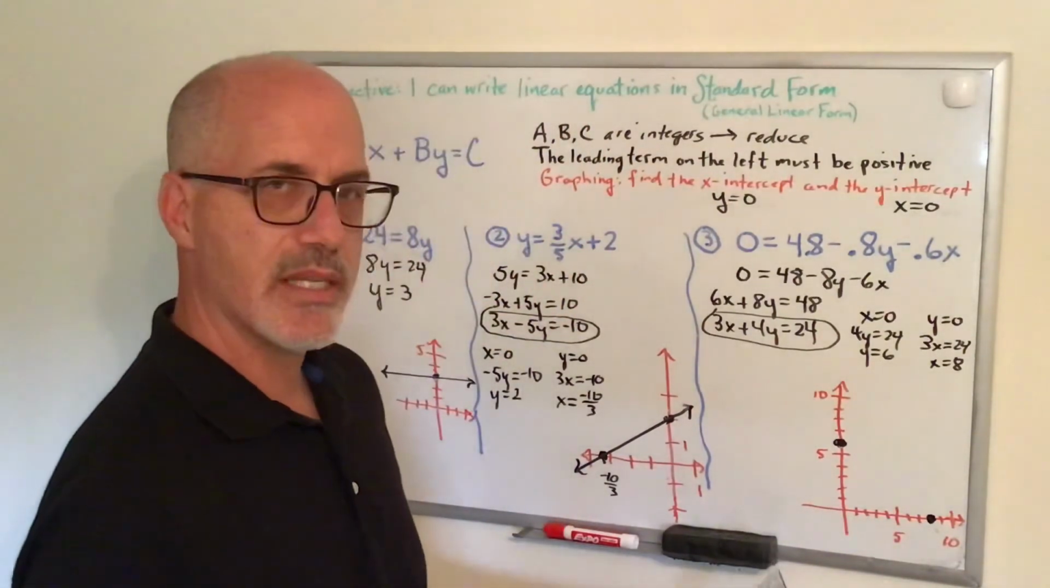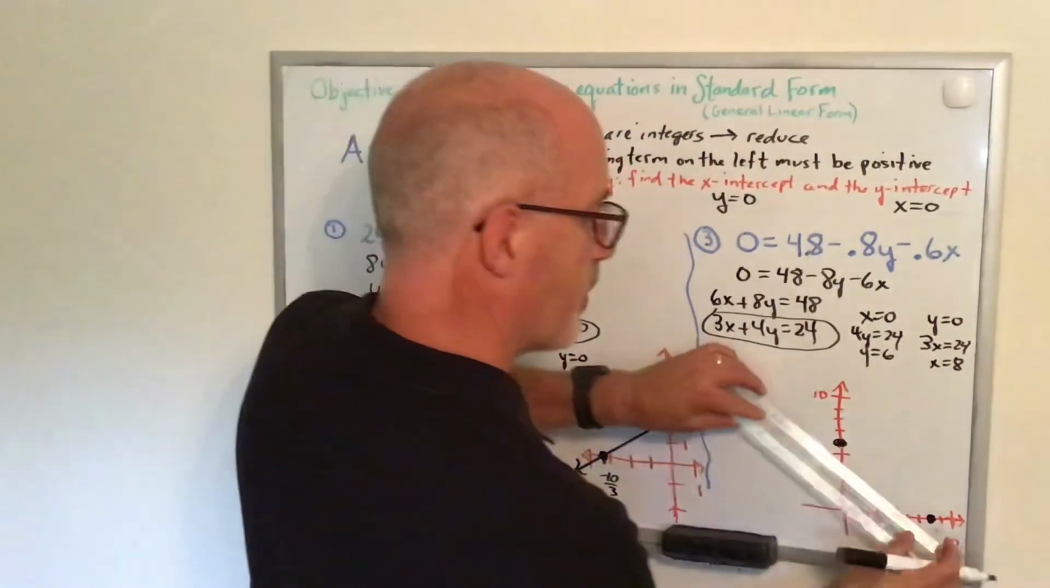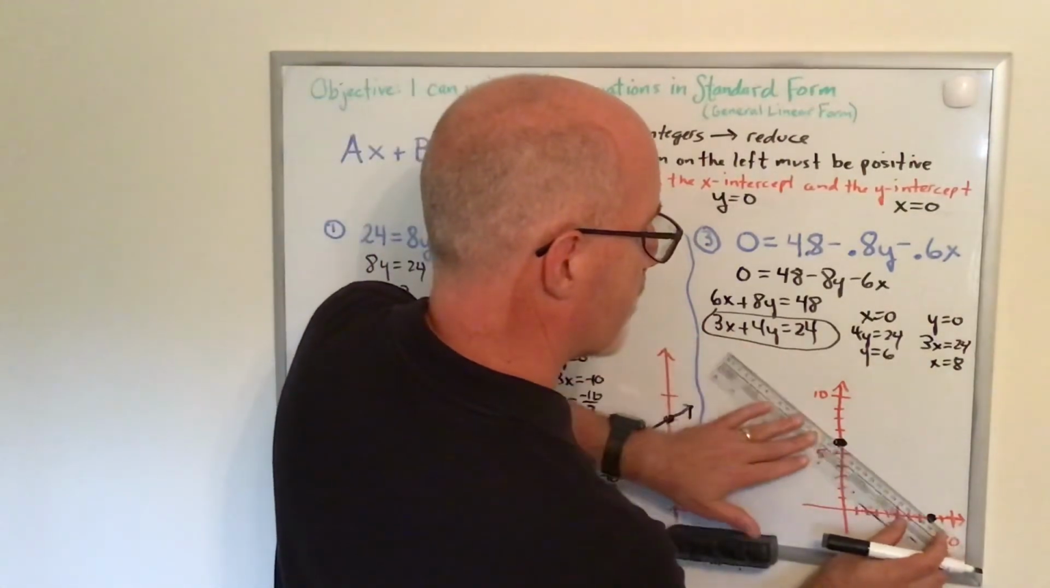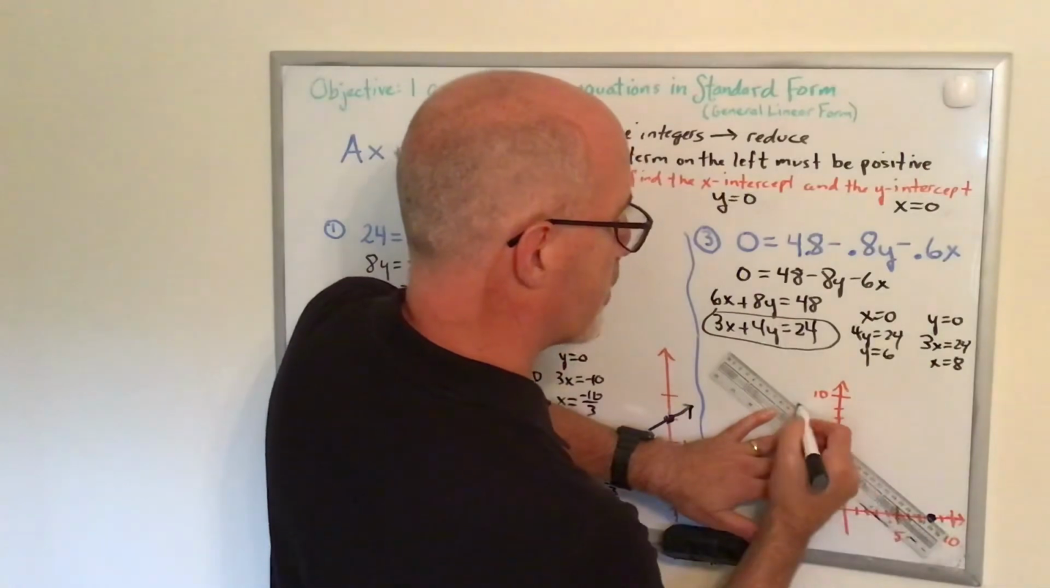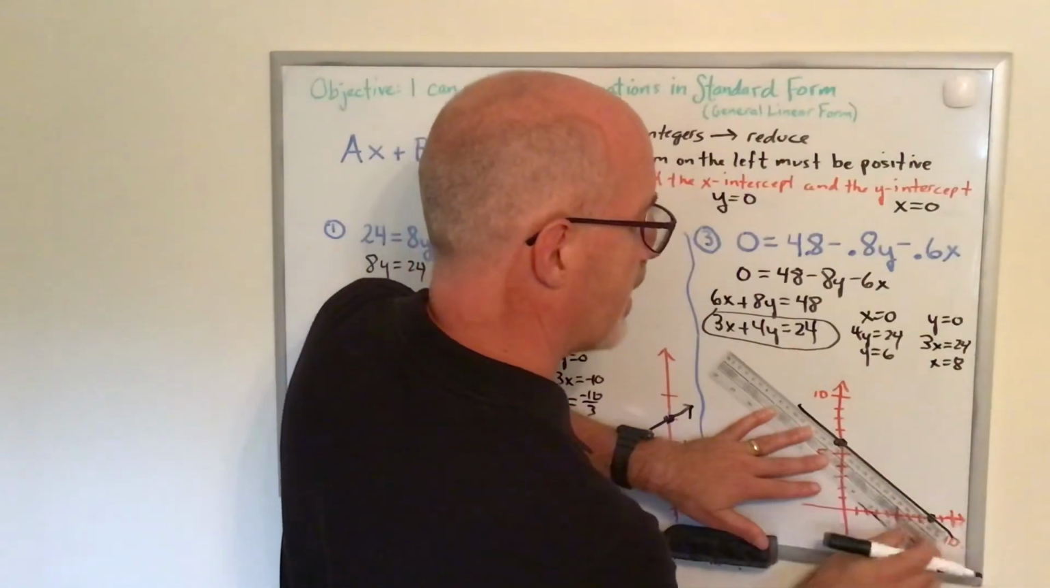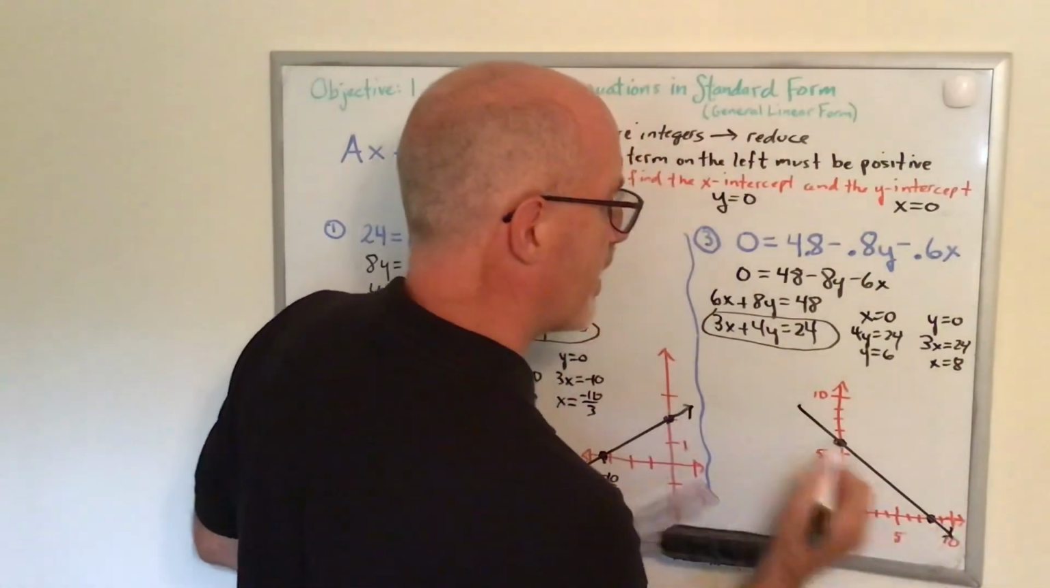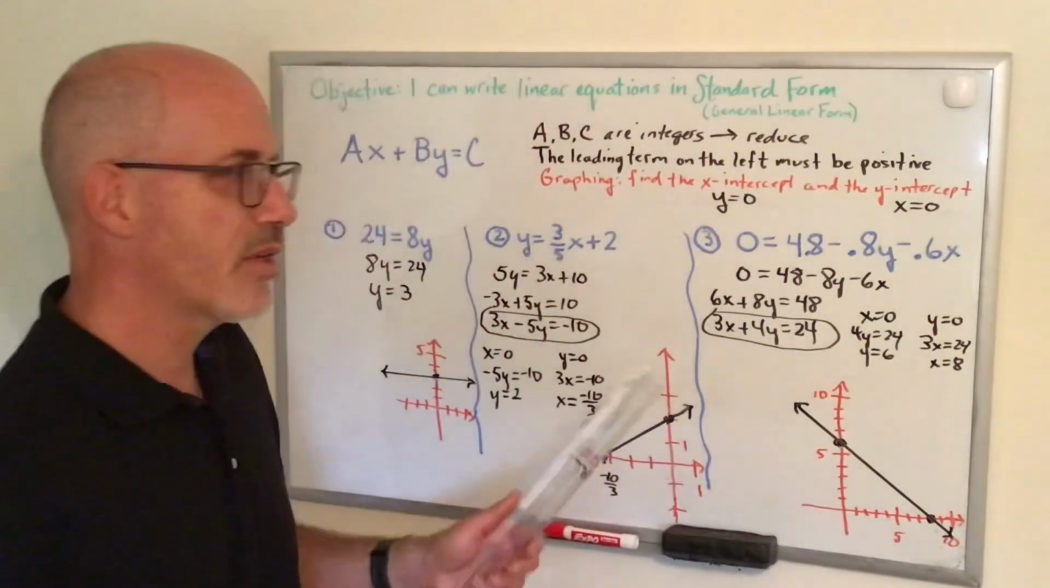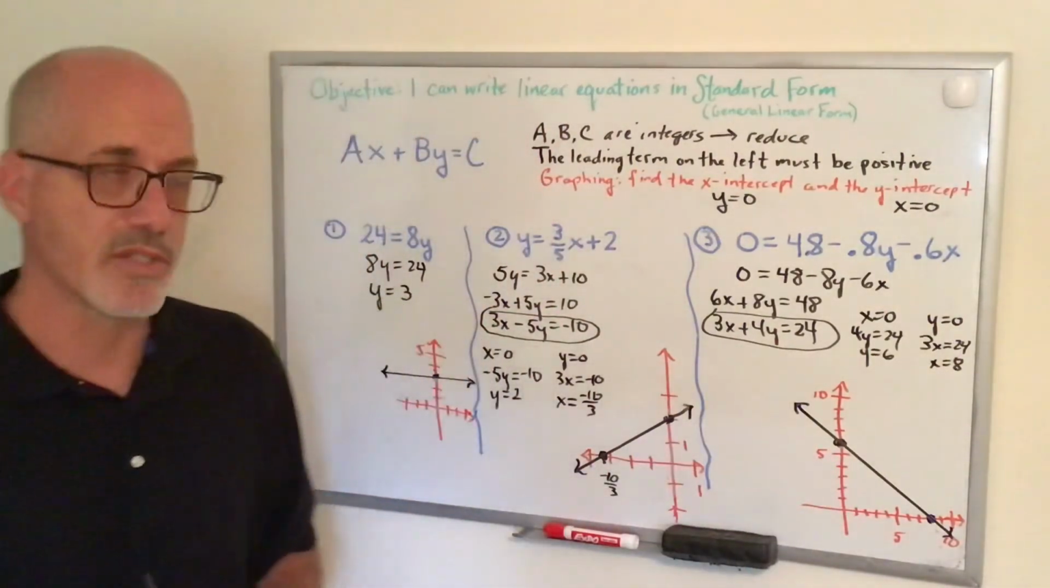Notice how easy it is to find those points by just putting in 0 for the other one. That gives me my intercept, and then I'll just connect those points with a line to get my graph. I don't have to put it into slope-intercept form to graph using the intercepts.